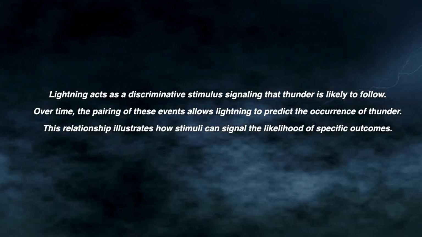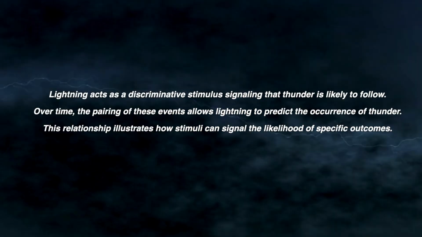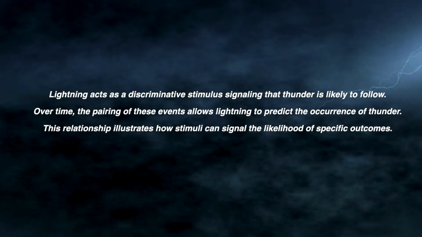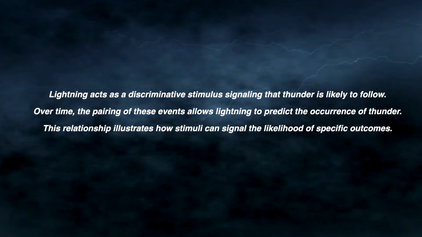Here, lightning is the signal. It doesn't cause the thunder, but it sets the stage for it. This is how stimulus control works. The presence of one stimulus, like lightning, increases the likelihood of another stimulus happening, which is thunder.